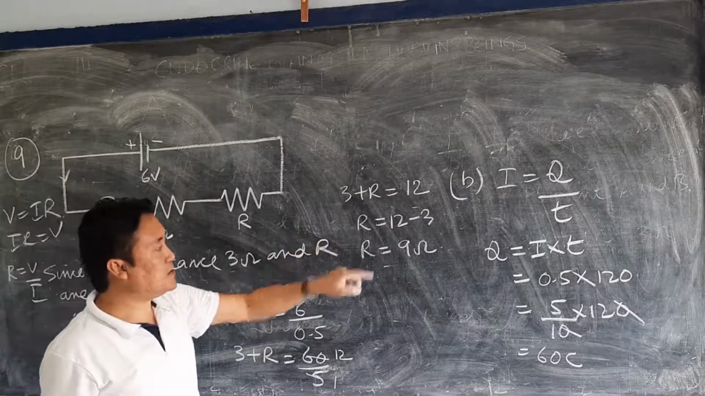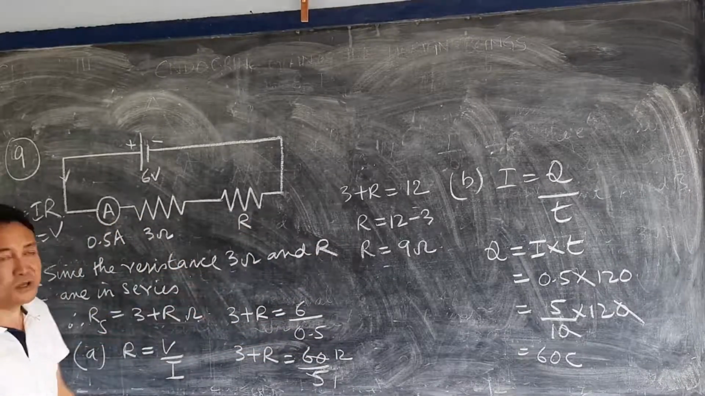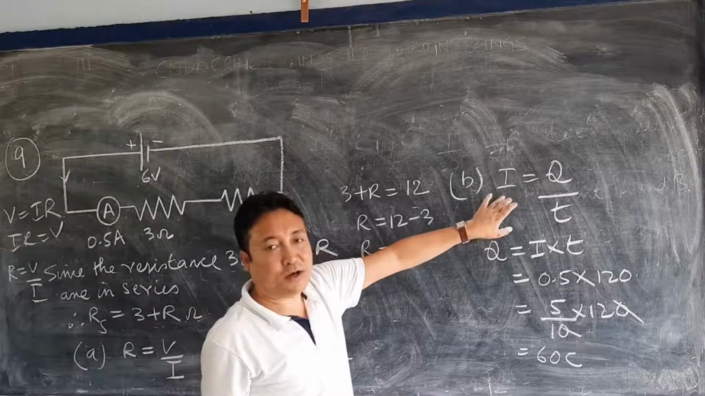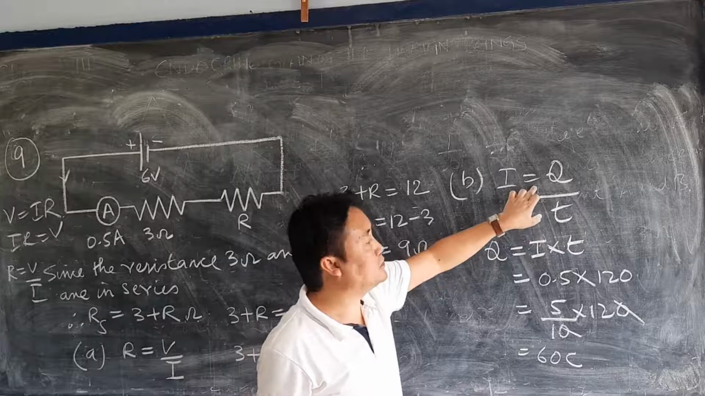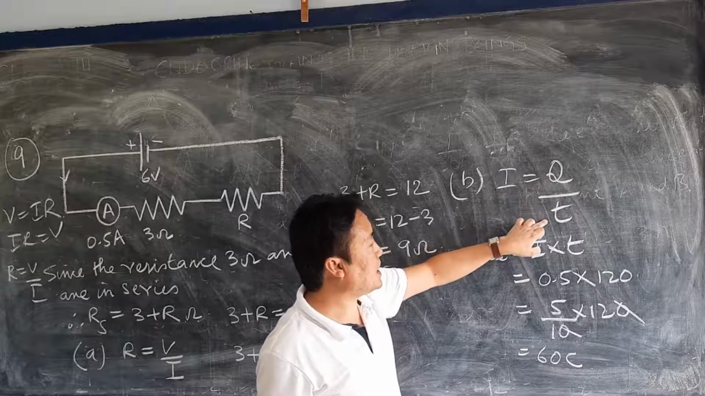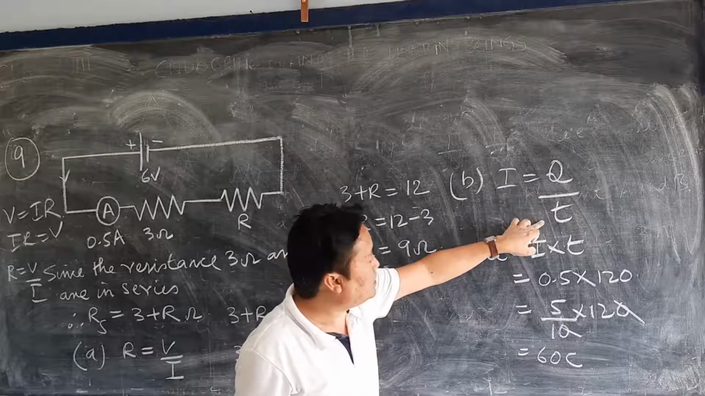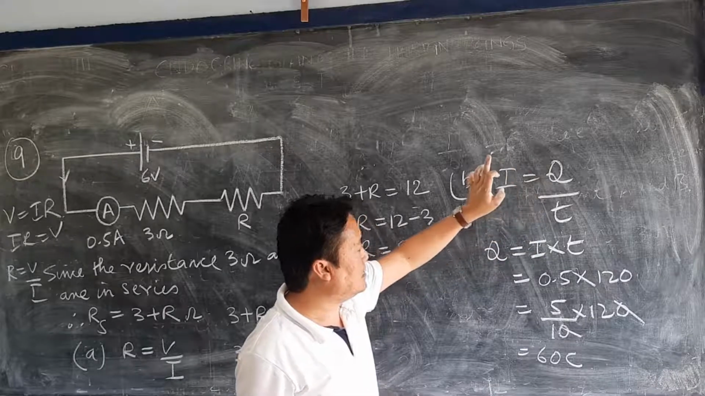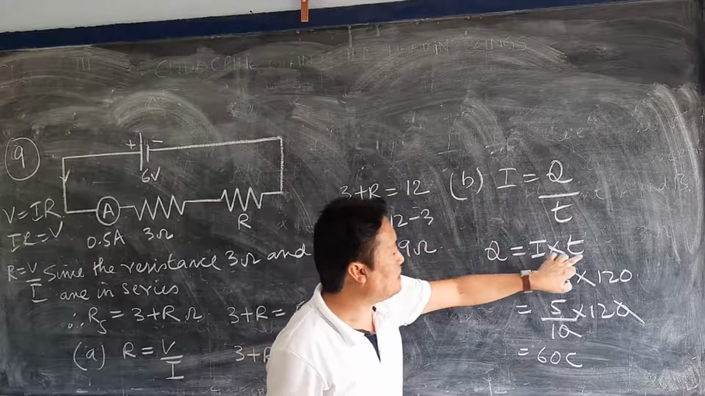Then next, you have to find the charge. Charge means the coulomb. The SI unit of charge is coulomb. So from the formula, I equals Q divided by T. That means current equals charge divided by time. Since we know the current as well as the time given in your question, you can find Q here. Q means the charge. So Q equals, cross multiplied, Q equals I multiplied by T.